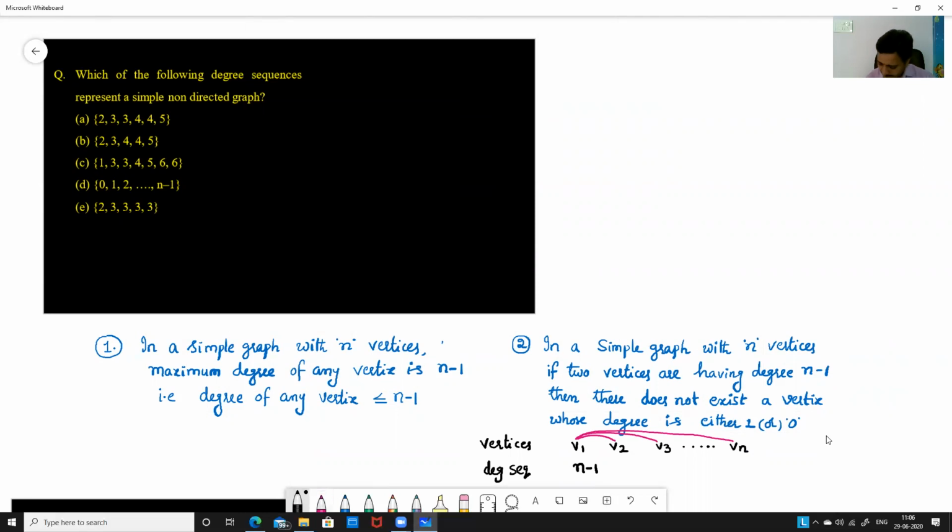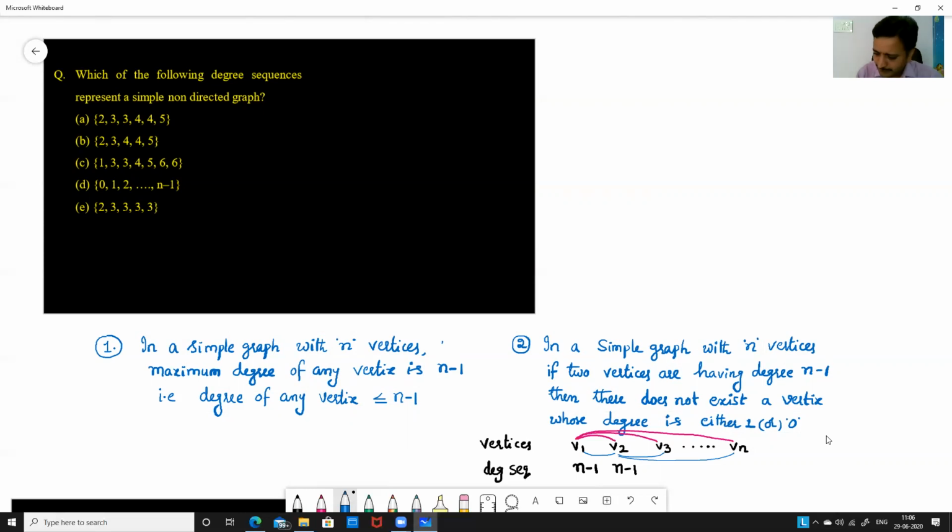Similarly, degree of v2 also n minus 1. It means that v2 connected to v1, v2 connected to v3, v2 also connected to vn, like this. It is connected to every other vertex. In that case, we cannot find a vertex whose degree is 1 or 0. The reason is v1 is already connected to that vertex, v2 also connected to that vertex. Therefore, minimum degree must be 2 only. We cannot get a vertex of degree 1 or 0. I hope it is very clear, right? Okay, you remember this point also.